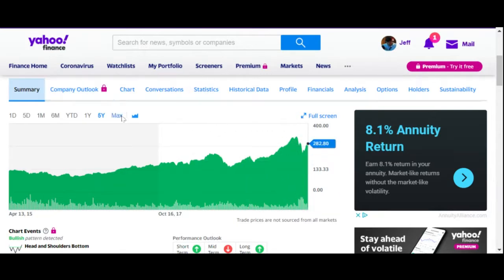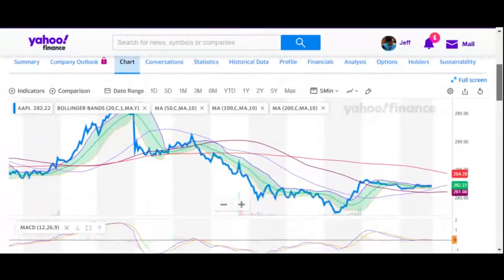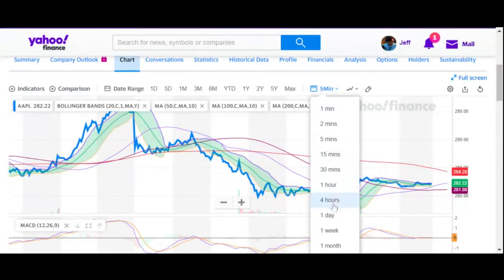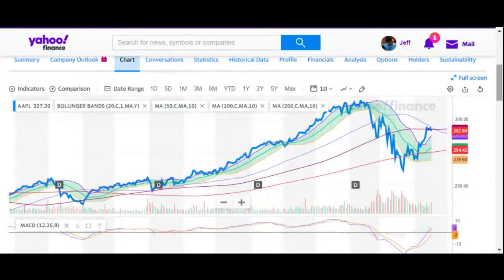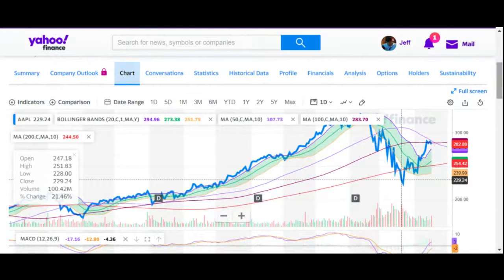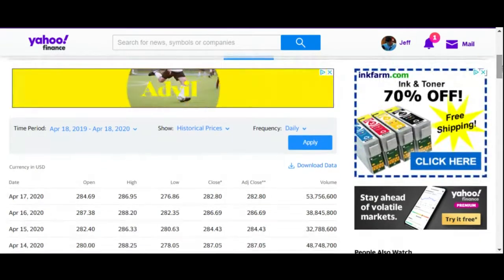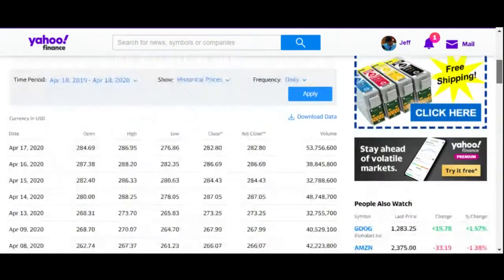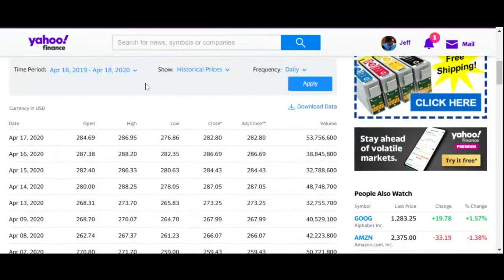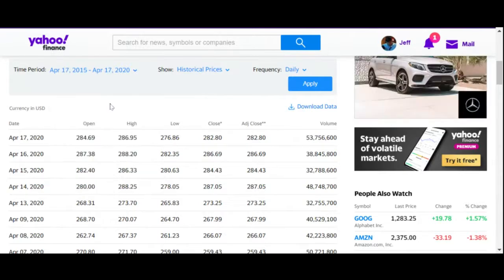But all this is totally unnecessary. We can look at the chart and at daily movement, the price action, but this is not what we're interested in. What we are interested in is the actual data. So we go to the historical data. You click on that, and then we want to look at the past 5 years.